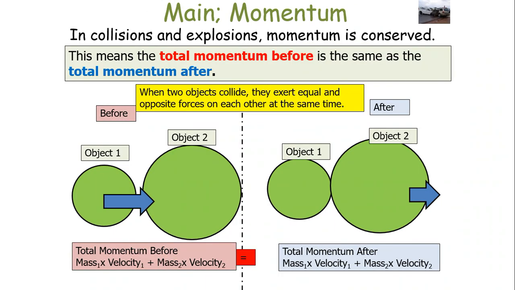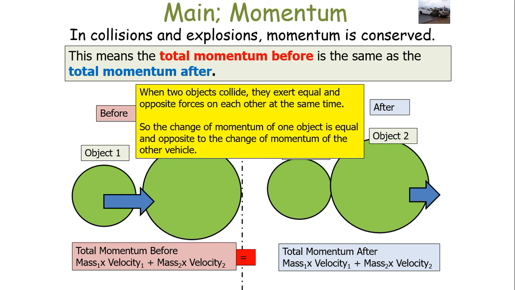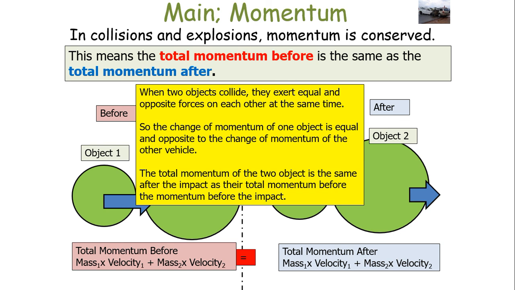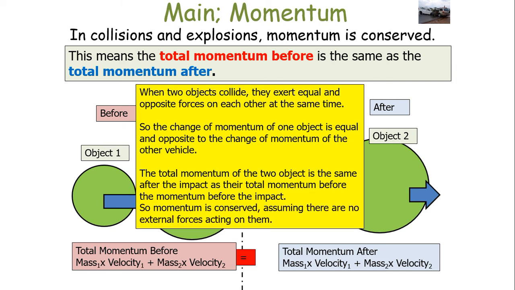Now just remember that in a collision or an explosion, when two objects interact, they exert equal but opposite forces on each other at the same time. So the change of momentum of one object is equal and opposite to the change of momentum of the other object. So if one object increases momentum by plus 20, the other will decrease by minus 20, and this allows the total momentum of the objects before and after the collision to be the same, conserving momentum.